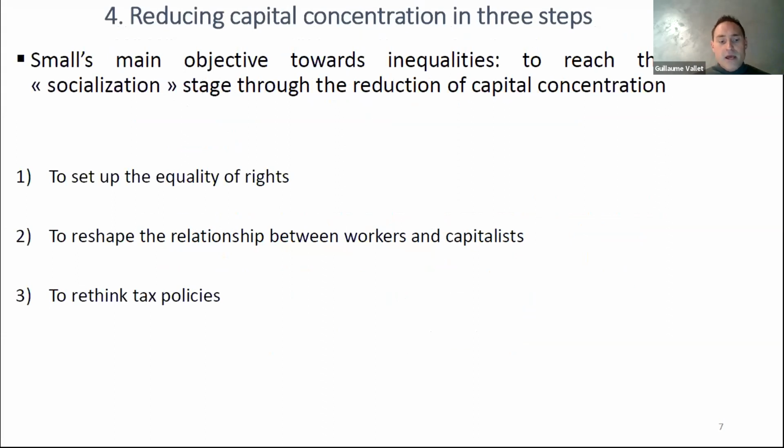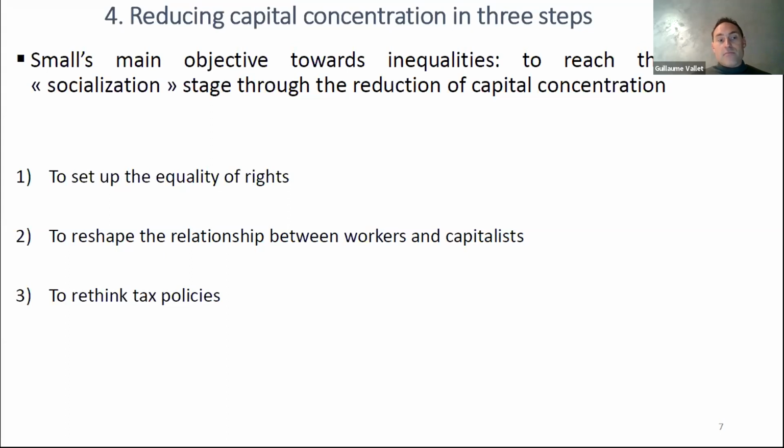I would like to remind here that Small was an evolutionist because he believed that there were different stages in history. Small firmly believed that changes implemented by the state would increase the global welfare and promote cooperation between individuals. This is what he called the socialization stage. This socialization stage was a stage in which the state would implement policies aiming to foster cooperation between individuals, including workers and capitalists. And in order to reach such a stage, Small proposed a three-step approach.